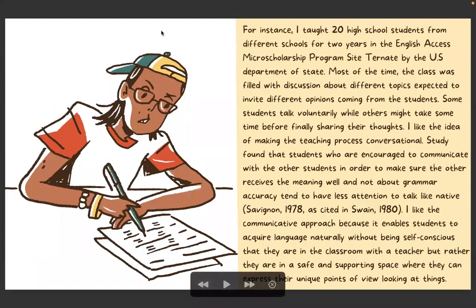For instance, I taught 20 high school students from different schools for 2 years in an English Access Microscholarship Program site by the U.S. Department of State. Most of the time, the class was filled with discussion about different topics, expected to invite different opinions coming from the students. Some students talk voluntarily, while others might take some time before finally sharing their thoughts.